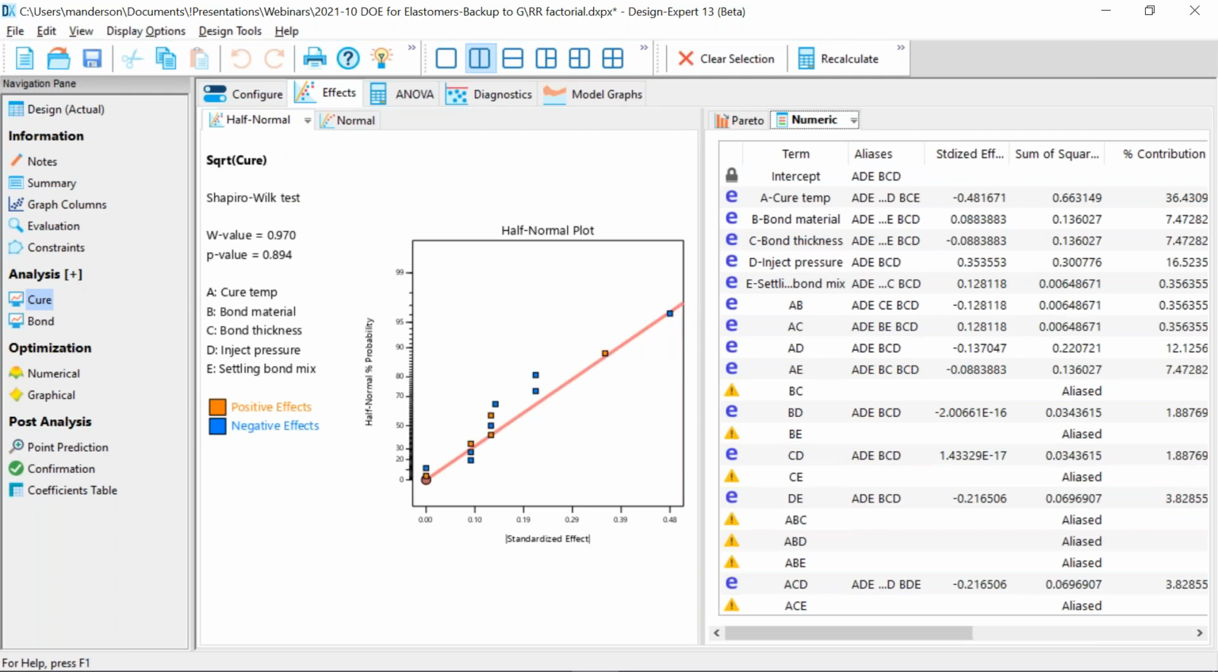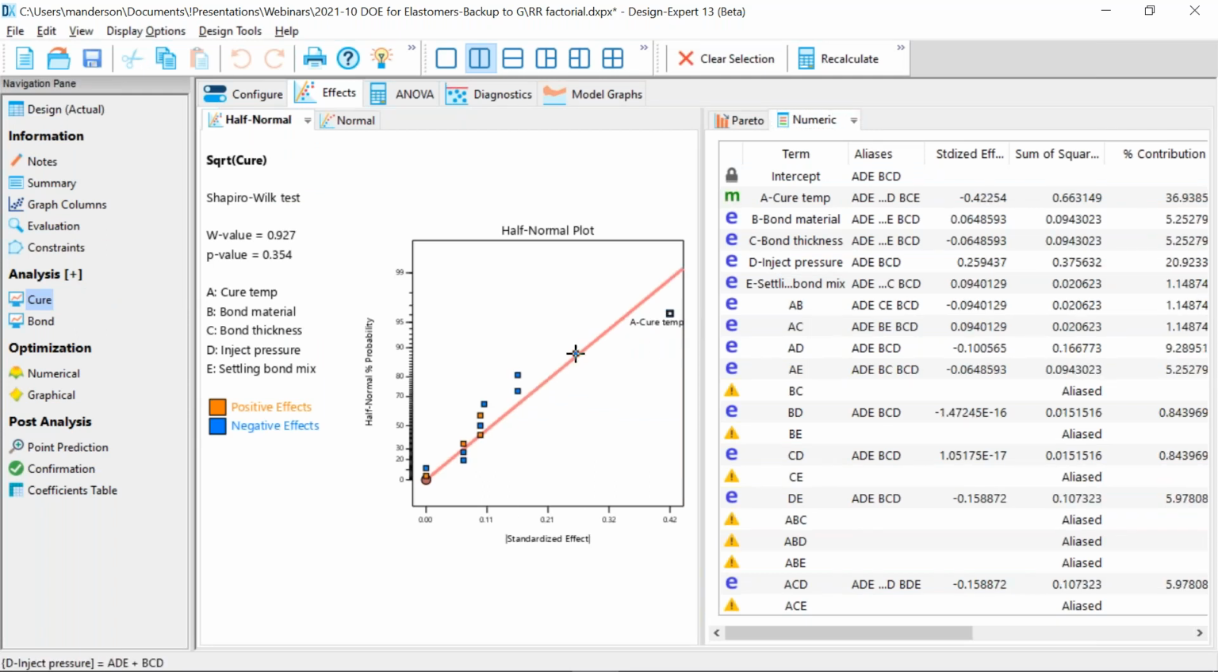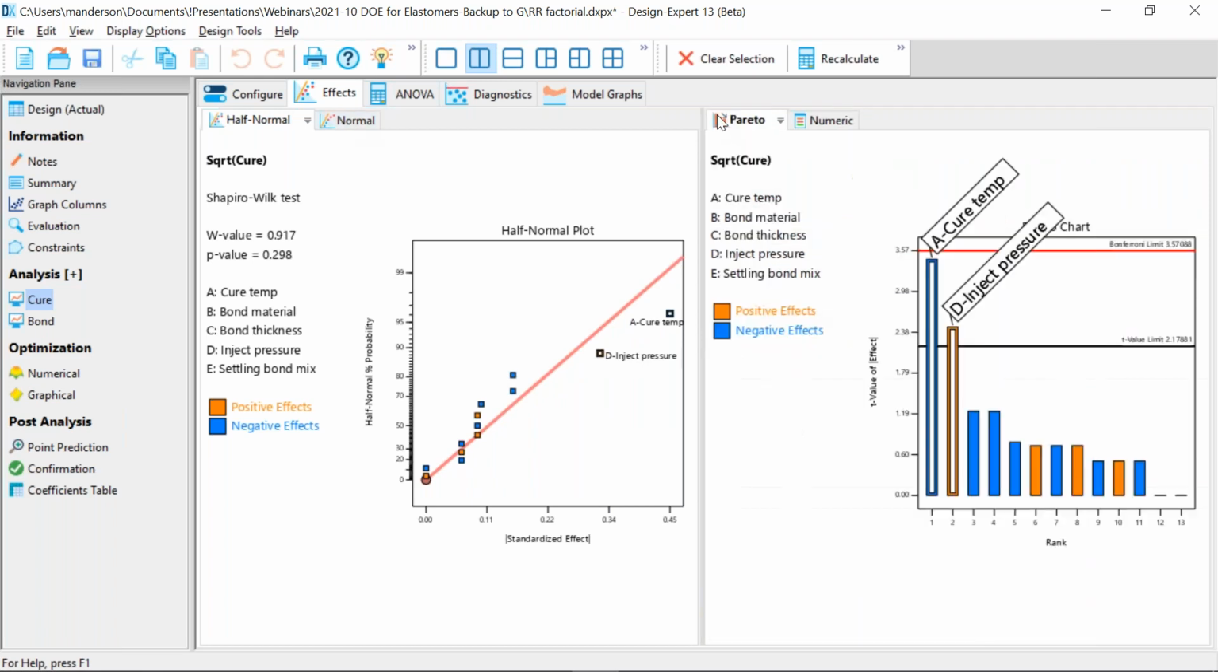And let's just see if I can tease something else out of here. Again, I have the cure temperature. Let's see if this injection pressure with a slight modification works better. Let's look at the Pareto.